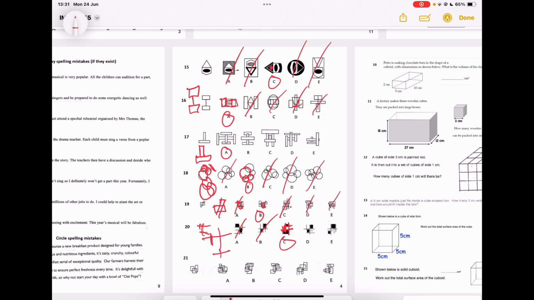So 21 we have is square, square, and rectangle. Same thing, we're just looking at one shape and then seeing if the other shape, so then this square is in the bottom right. So we're just looking for that. So we're looking at one and seeing if the other shape is where we want it to be.